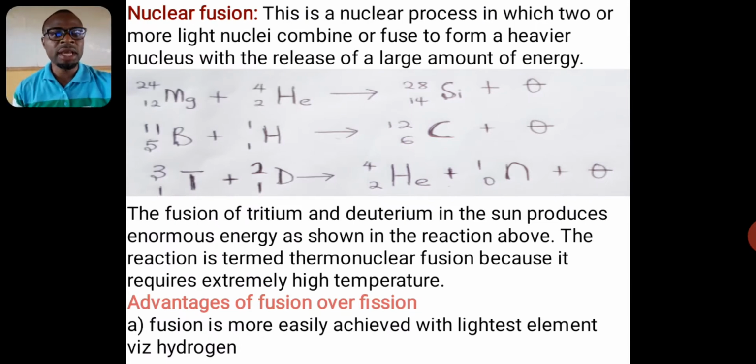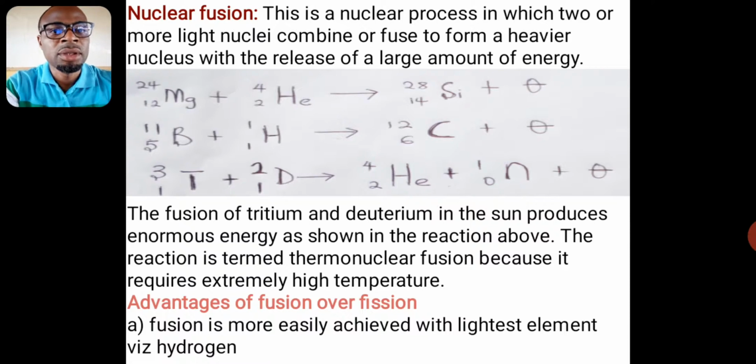And we have that nuclear fusion is a nuclear process in which two or more light nuclei combine or fuse to form a heavier nucleus with the release of a large amount of energy. We have three equations there. We can see the first one, magnesium bombarded with a helium or combining with a helium atom to form silicon.